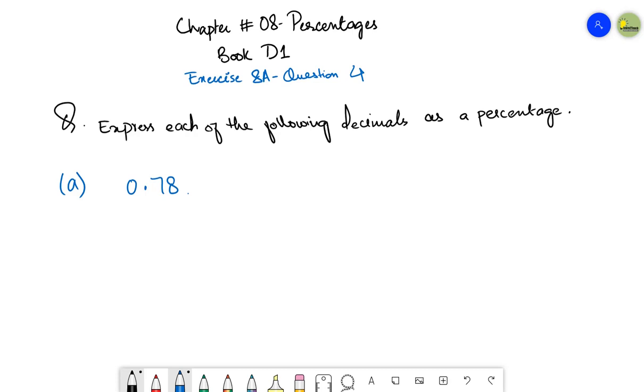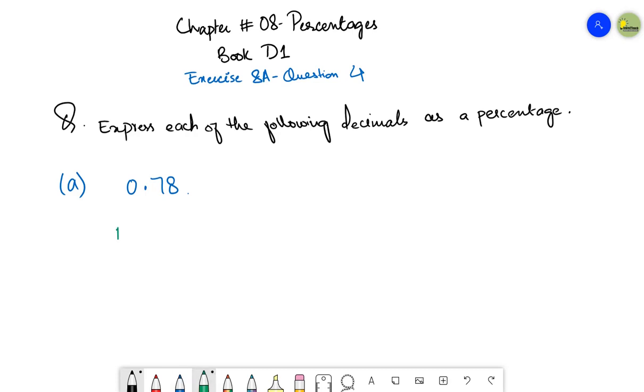What you need to do is multiply the given decimal number by 100. This is what we did in question number 3. In question number 3, I converted fractions into percentages and the step was the same. You have to multiply the fraction by 100. Similarly here you have to convert a decimal into a percentage, so there must be a multiplication of the number by 100. This is the very important step in order to convert any kind of number into a percentage.